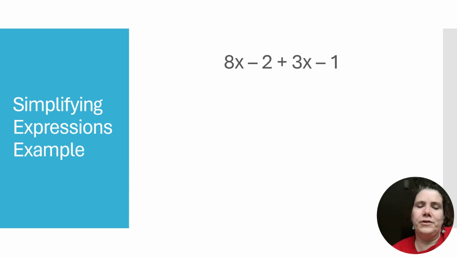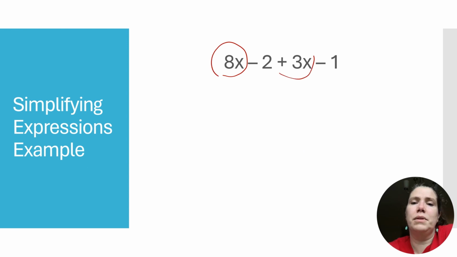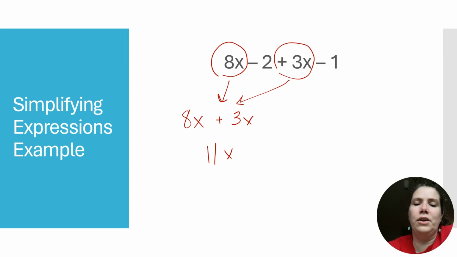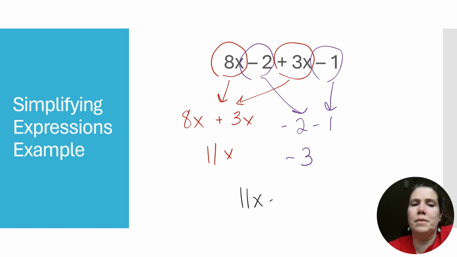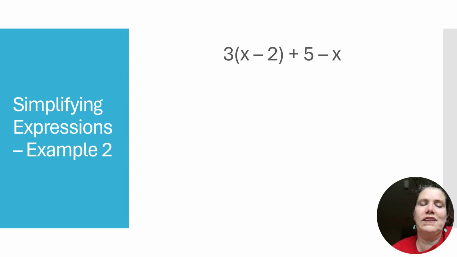Let's see another example. Here I've got 8x plus 3 more x's. I'm going to bring those guys together and say 8x plus 3x is 11x. And then looking at my constants, I had -2, don't lose that negative, and -1. So I'm going to bring those together. -2 minus 1 goes to -3. So I have 11x minus 3. That's how we're going to simplify expressions.